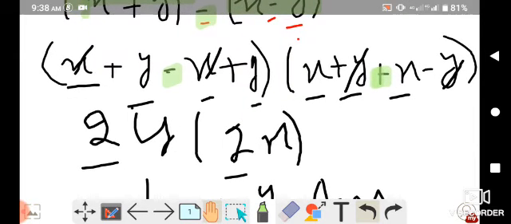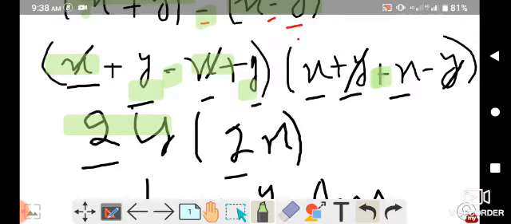Now we see the common terms. Here is x positive, here is x negative, so we can cross them. But here is y positive, here is y positive, so we can't cross. We will add one y of this and one y of this. So how many y are here? Here are two y, one is this, one is this. So 2y.